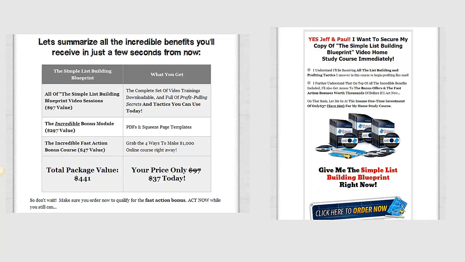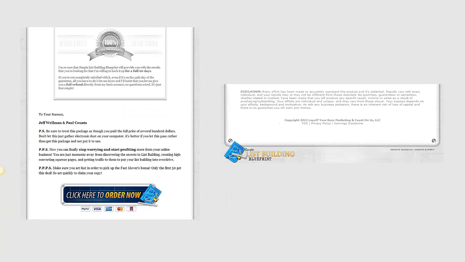And another key part of copy that you really don't want to miss is the summary. That's really important, because after people read through the copy, they might be overwhelmed. And so you can easily summarize, and they might be sitting on the fence too. You can summarize and say, hey, look, you're going to get this, and for the fast action people, you're going to get this product. Grab the 4 ways to make $1,000 online right now. And so you can go through there.